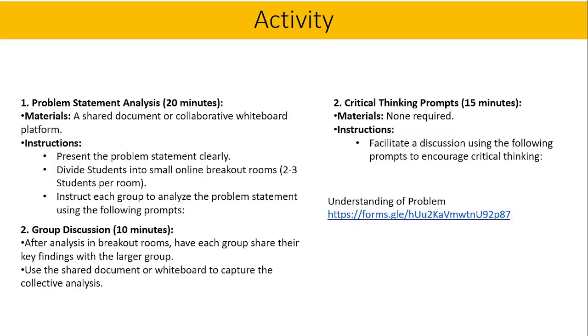Have each group share their key findings with the larger group. Individually, they are analyzing the problem. Individually, they develop the solution. After developing the solution, they discuss with each other and develop the final solution. Use the shared document or whiteboard to capture the collective analysis.